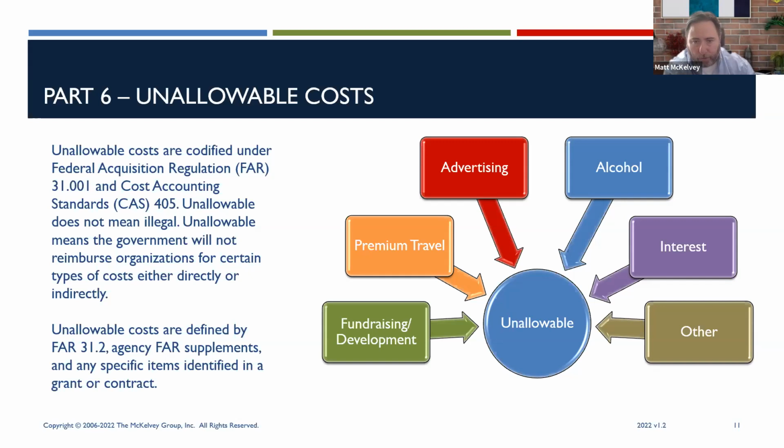Yep, great, perfect. Other questions on unallowable costs? Again, hopefully I'm not killing you all with accounting stuff here. But here's the thing, all right?